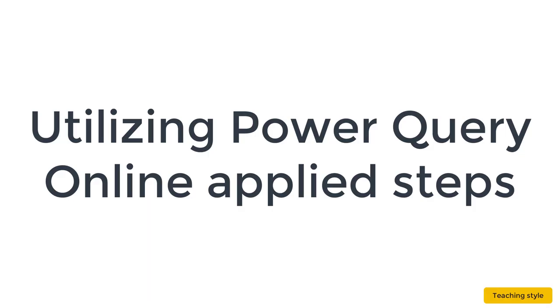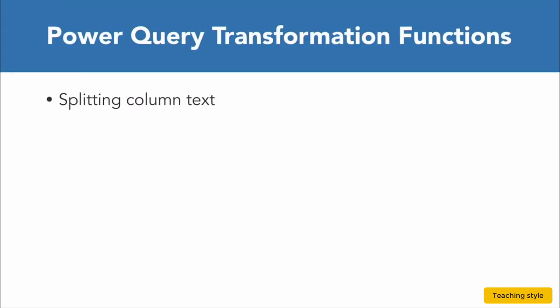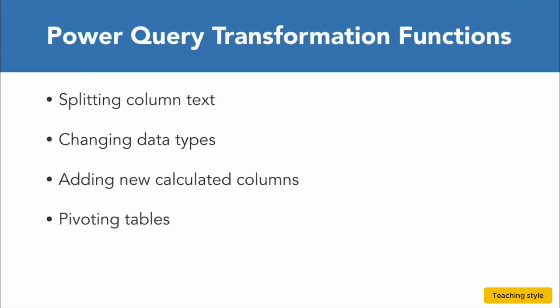Utilizing Power Query Online, Applied Steps. Power Query Online is the web version of Power Query and Power BI Desktop, and also Excel. After connecting to data sources in Power BI Dataflows, we can then transform these queries into usable data tables. Power Query not only creates data connections, but also allows us to transform data in many different ways.